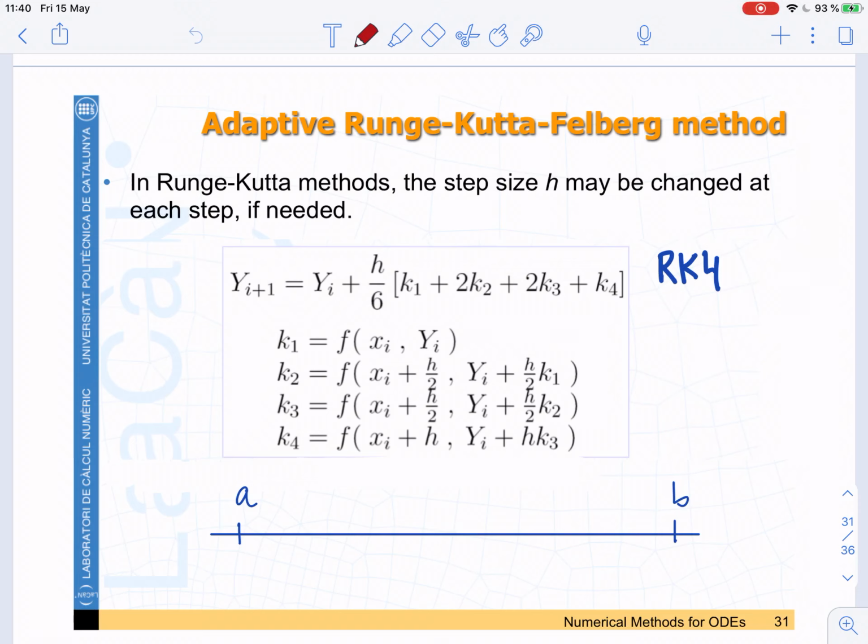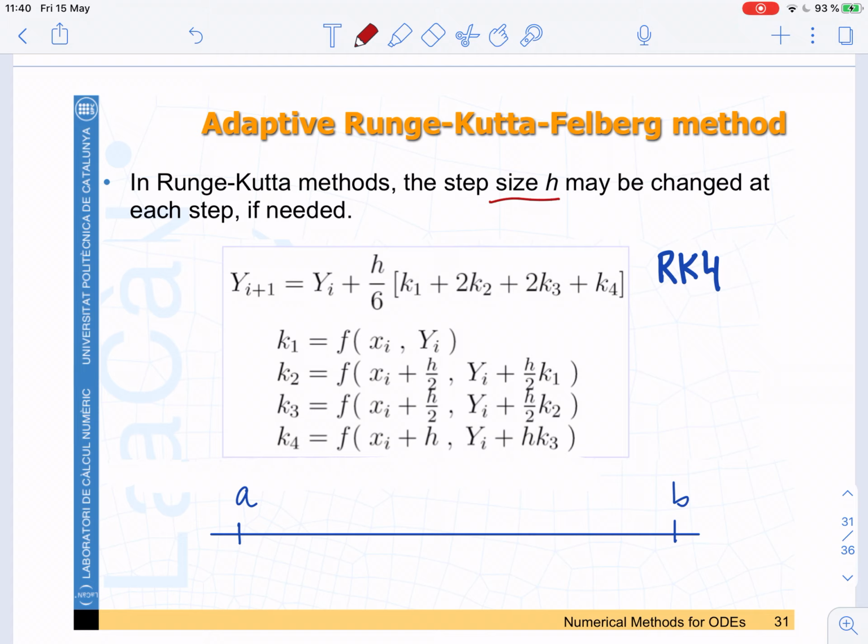Hi, in this last video about ODEs, we're going to discuss two advanced topics: adaptive methods and the shooting method for boundary value problems. Now, regarding adaptivity, the key idea is that in Runge-Kutta methods, the step size h may be changed at each step if needed.